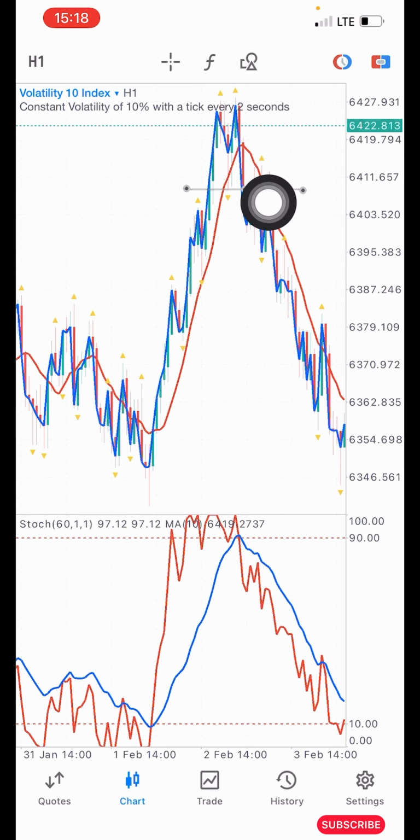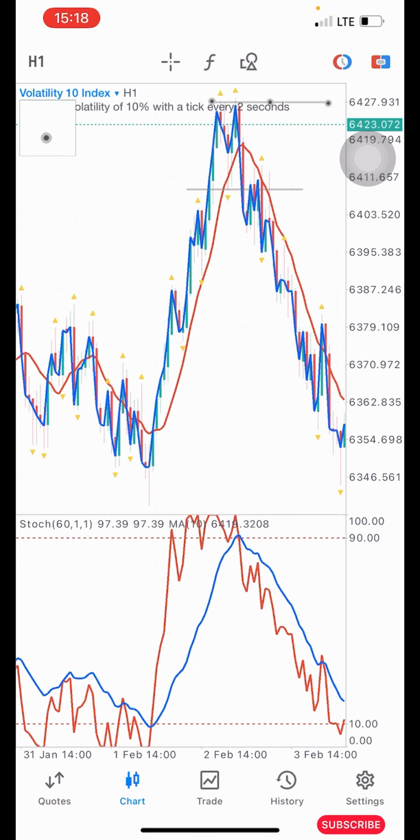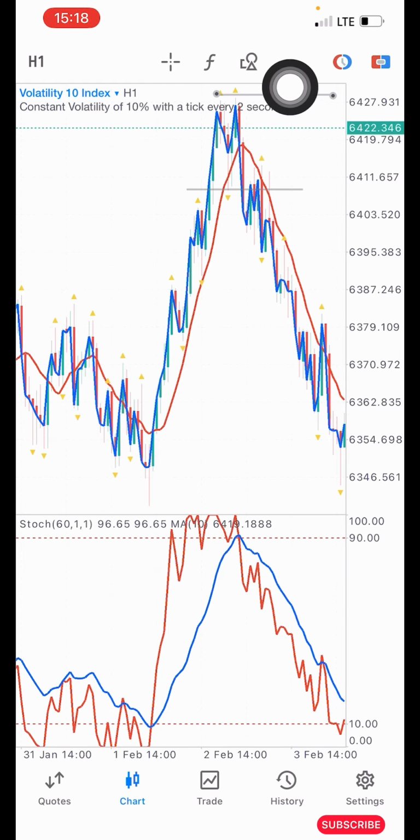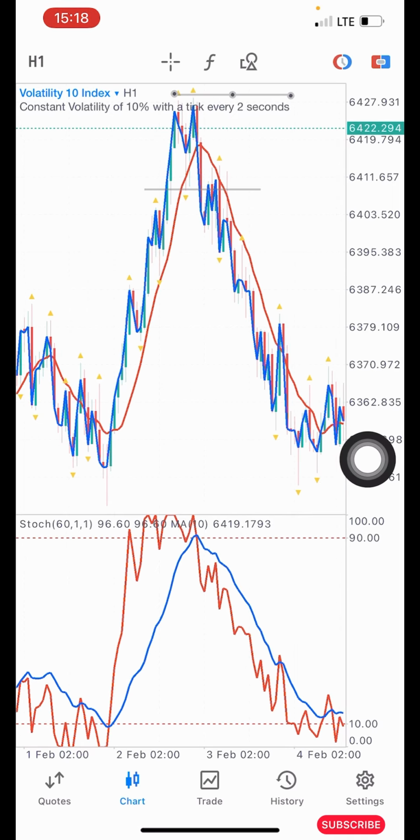Once you see that the candlestick has closed successfully below that, then you can go in for your sell, and then you place your stop loss above this area. I don't know why I always say below. So you place your stop loss above this area here.